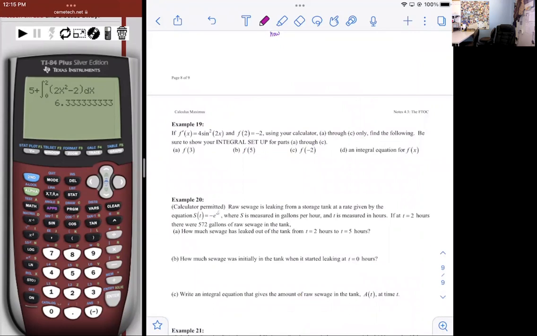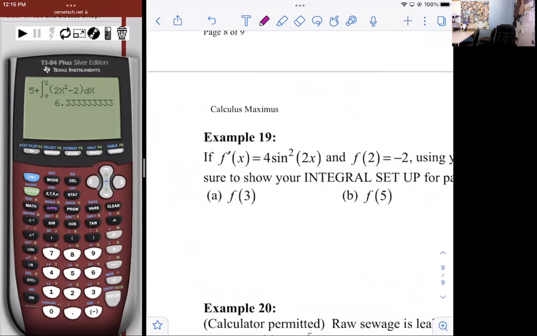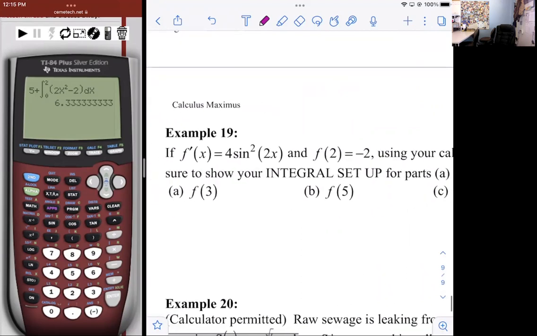Kind of the same idea. If F prime of x is 4 sine squared of 2x, so it's a derivative equation, and F of 2 equals -2. There's an initial condition alert, right? It doesn't correspond with 0, but it is an ordered pair that satisfies the antiderivative of F prime. Bless you.